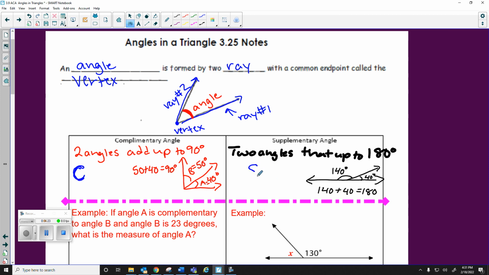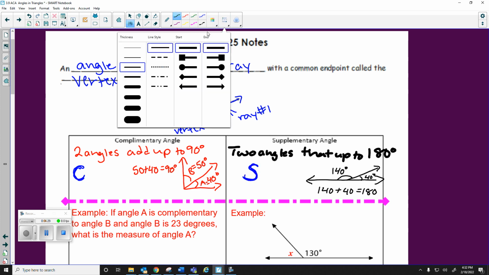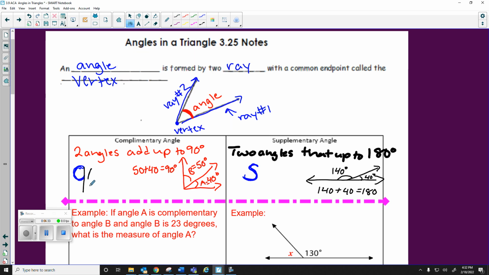Supplementary starts with the letter S. I'm going to do some magic, so get excited. Complementary, again, they add up to 90. Wow, look at that. Supplementary add up to 180. Wow. I know, so cheesy. So that's cute little ways to remember those types of things.